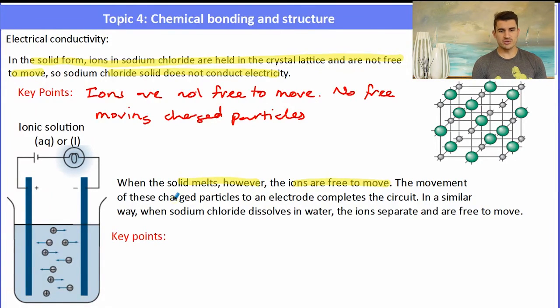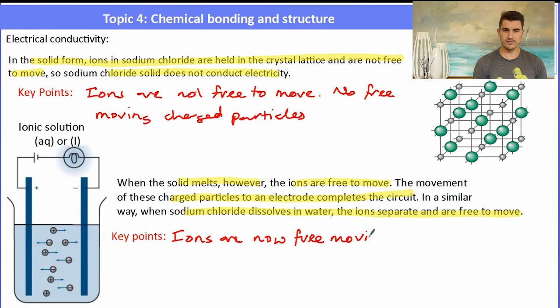However, if we melt that solid or dissolve it, those ions are now free to move. They're free moving charged ions. So sodium chloride, either melted, molten, or dissolved, will conduct electricity. The ions, we say, are now free to move, and that means that they can conduct an electric current.